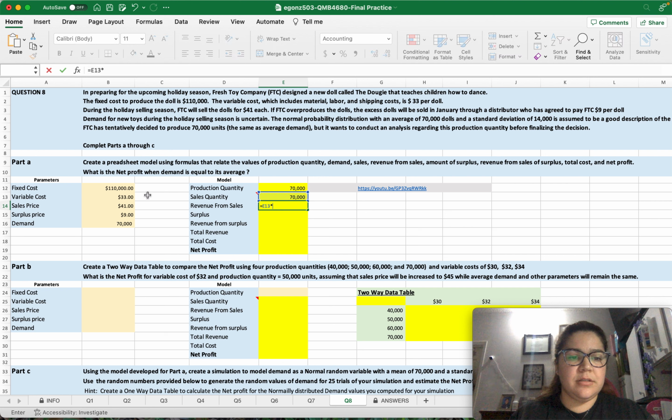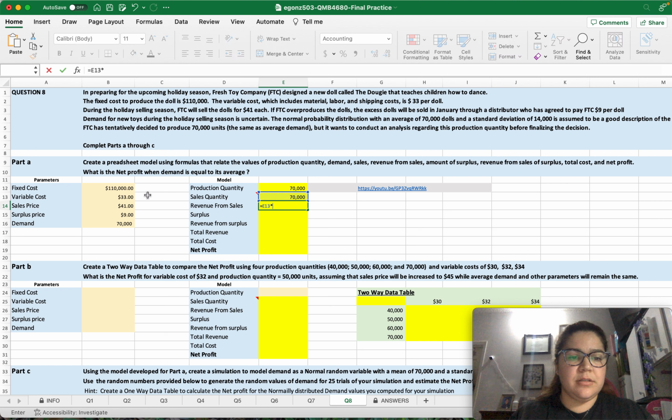Now, total revenue. My total revenue is going to be the revenue from the sales plus whatever revenue we got from surplus, if we had any. Now, here's what I had trouble with: the total cost. Hopefully, whatever she said it was makes it correct for me.